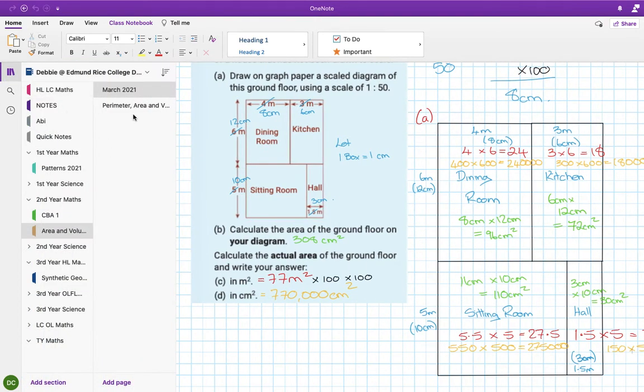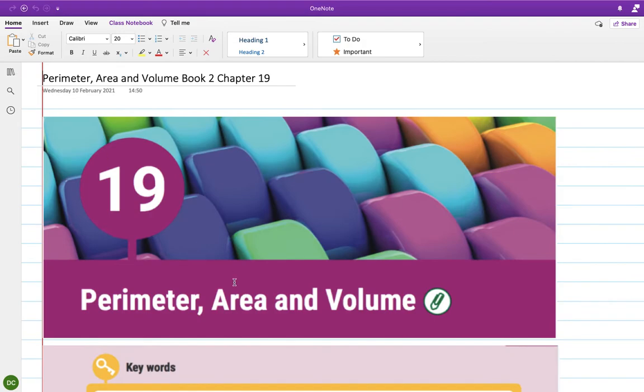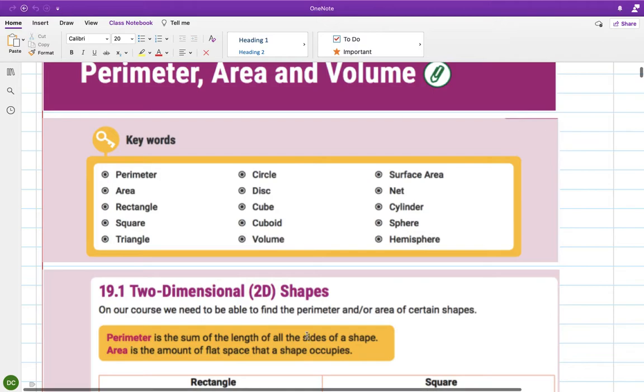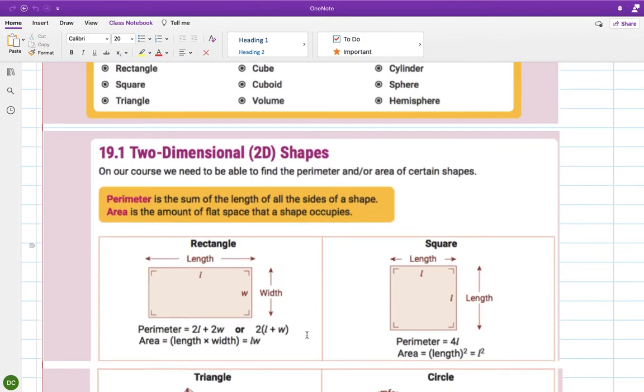Okay, so we are moving on then to the higher level chapter. So we're in book 2, chapter 19. Like always, a huge amount of this is going to be the same. It's just that the questions are that little bit harder.